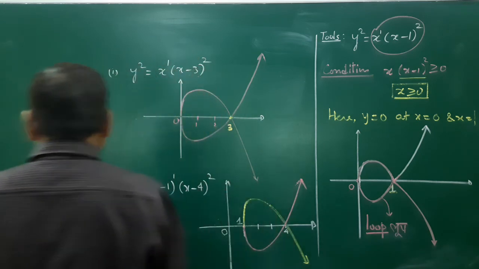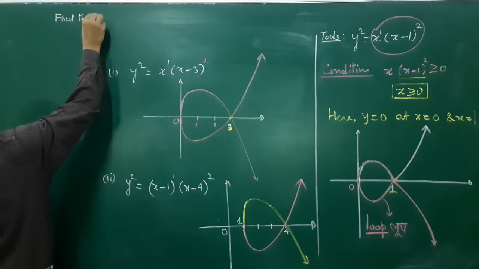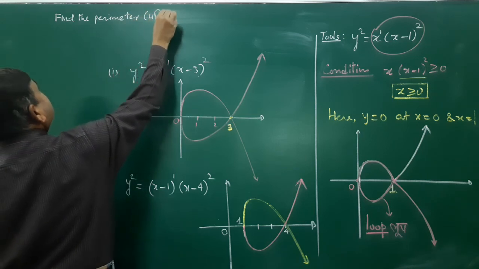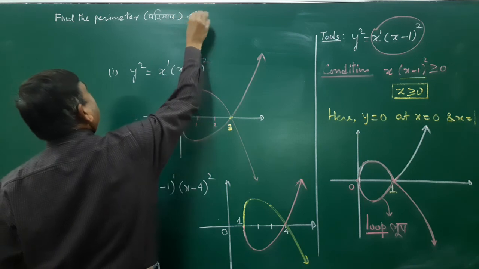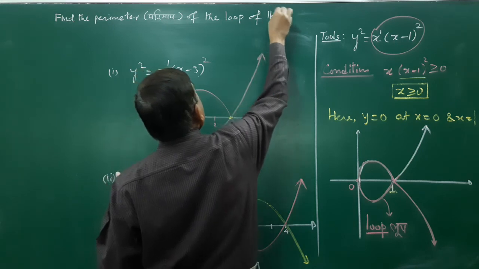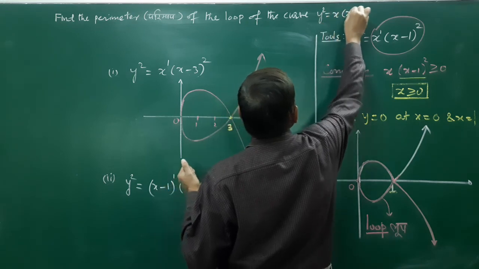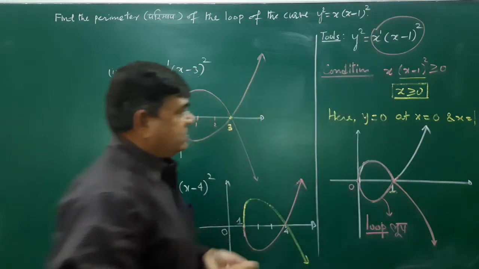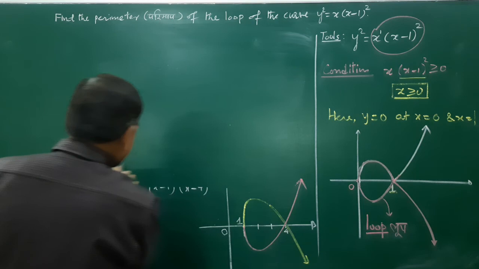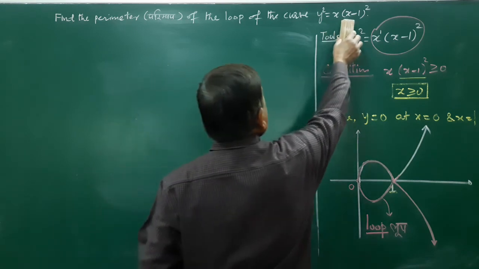Find the perimeter of the loop of the curve y square equals x times x minus 1 whole square. Okay, so I hope you have understood. If the question is given, then you can find the answer.